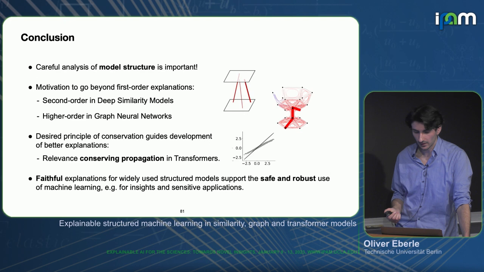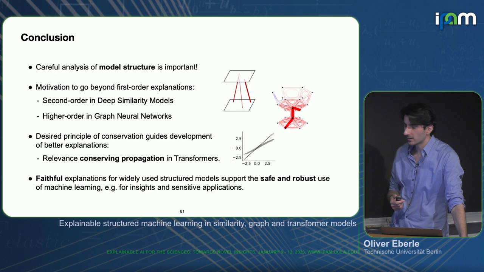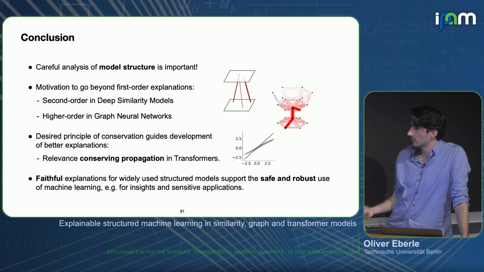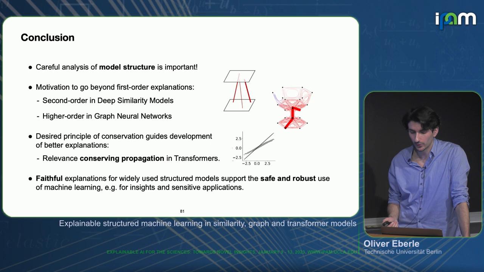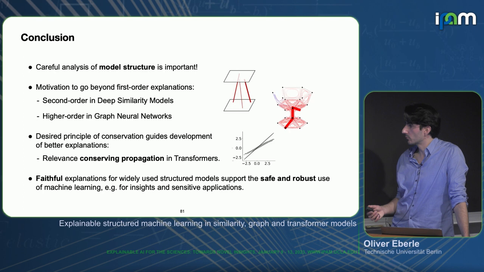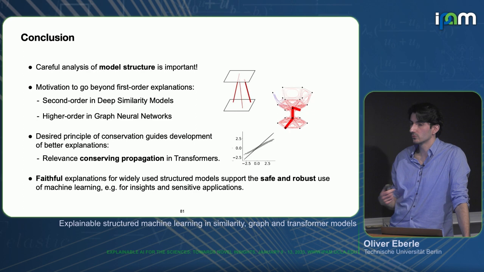And with this, I'd like to conclude that we need to carefully analyze our model structures. Second and higher order explanations are the appropriate explanation class for deep similarity models, for example, and also for graph neural networks. Also, relevance conservation is an important thing to check when you use explanation techniques, at least as a first idea. And of course, more flipping type analyses are usually advised before you build insights on your explanations. And this will allow you to get towards a safer and more robust use of machine learning to generate insights and also really make progress in sensitive domains.